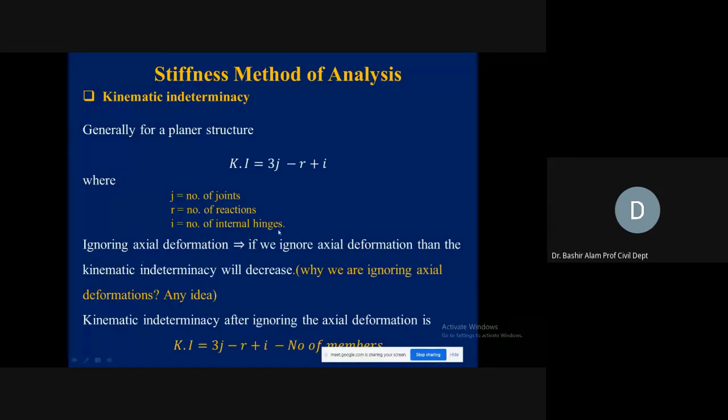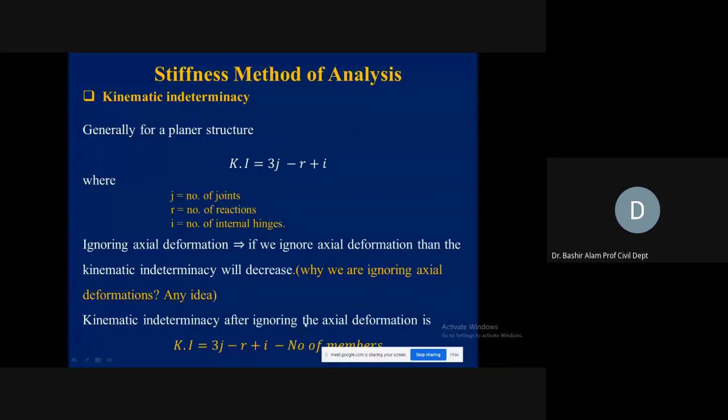Now, sometimes we ignore the axial effects. Why are we ignoring them? Because those are negligible. So if we ignore the axial deformation, then the kinematic indeterminacy will decrease. Now, why are we ignoring the axial? So again, I give you the answer: because they are negligible.